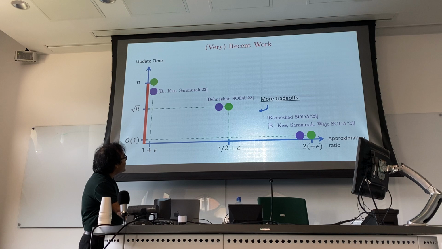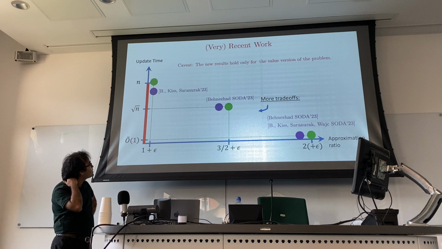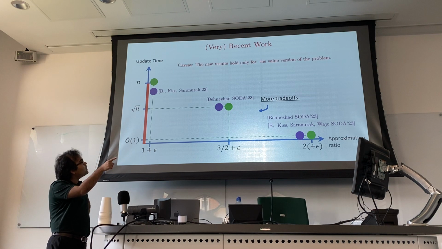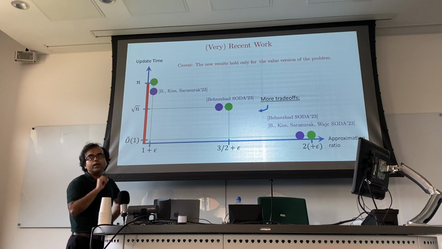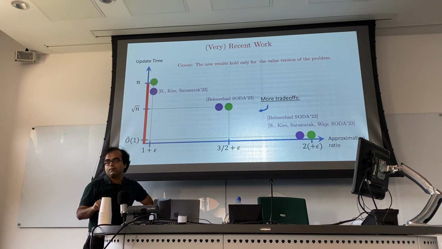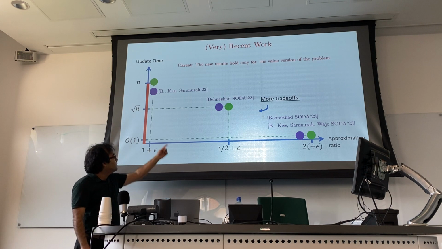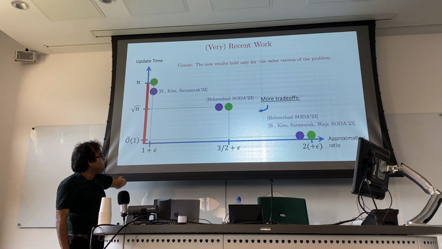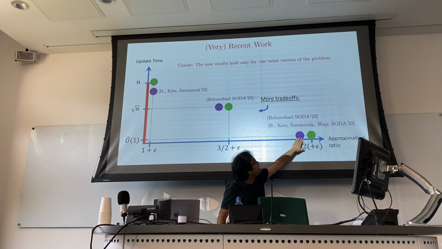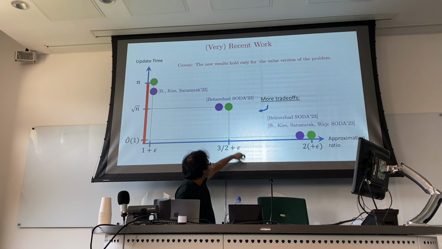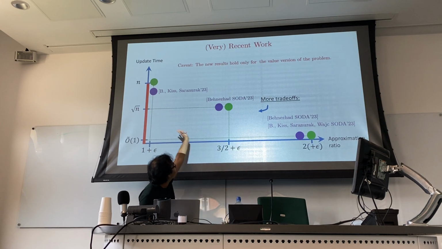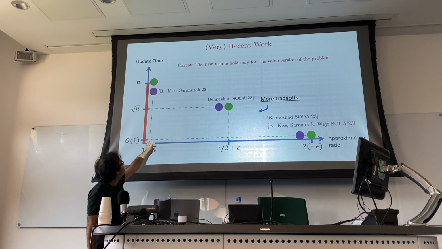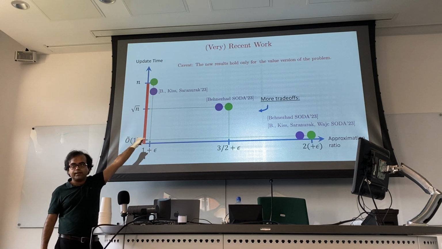Now, one other very intriguing thing is all these new results hold only for the value version of the problem. What do I mean by that? These 3 purple dots that I am highlighting here: this purple dot just says we can do slightly better than 2 in polylog time, slightly better than 3/2 in the same root in update time. We can do 1 plus epsilon in slightly better than in update time.